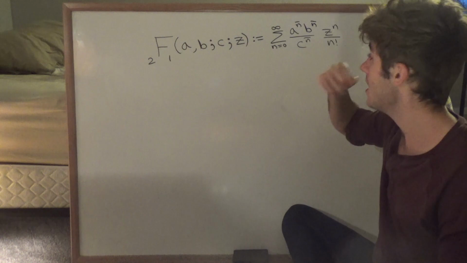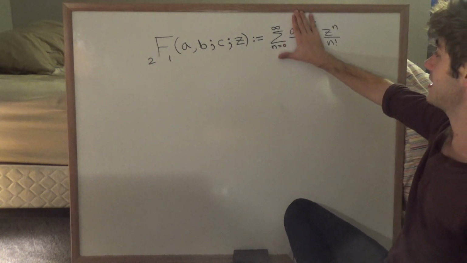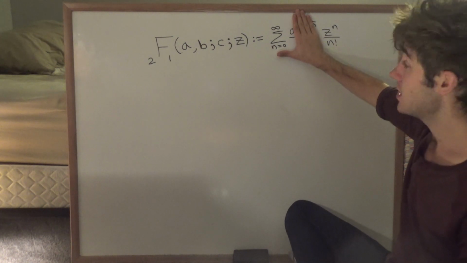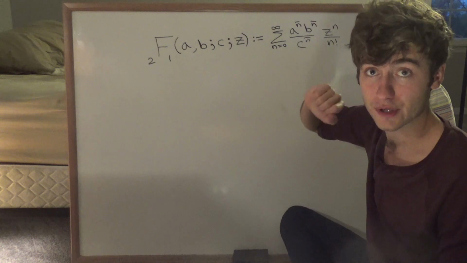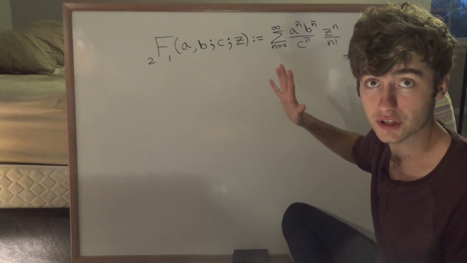Notice that if these were both 0, then it would just be f of z, and we would just have the infinite series for e to the power of z. So the 0, 0 hypergeometric function is just the exponential function, e to the z.